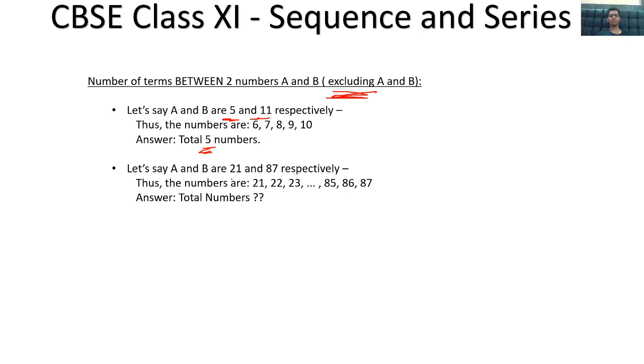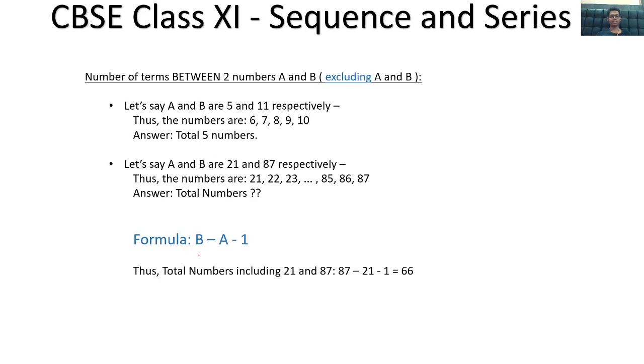Now, what should be the numbers in between 21 and 87 when we need to exclude 21 and 87? Well, the calculation would be quite tedious. Thus, we came up with another formula called b minus a minus 1, in which we subtract the smaller number from the larger number and then deduct 1 from it. The larger number is 87, the smaller number is 21. We'll say 87 minus 21, and since we need to exclude, we need to deduct. That is, 87 minus 21 minus 1 is 65.